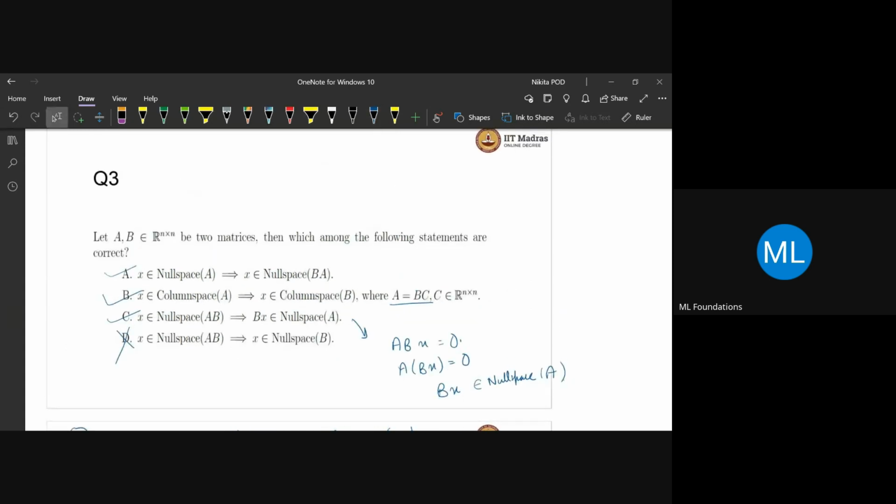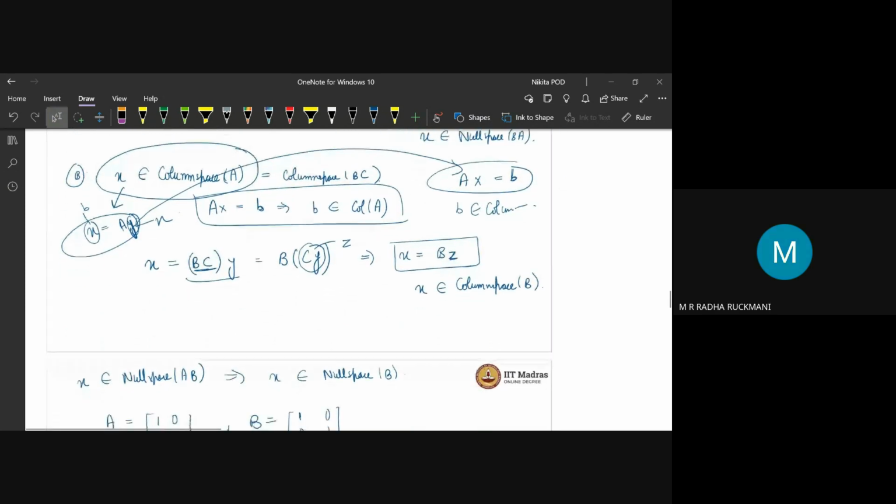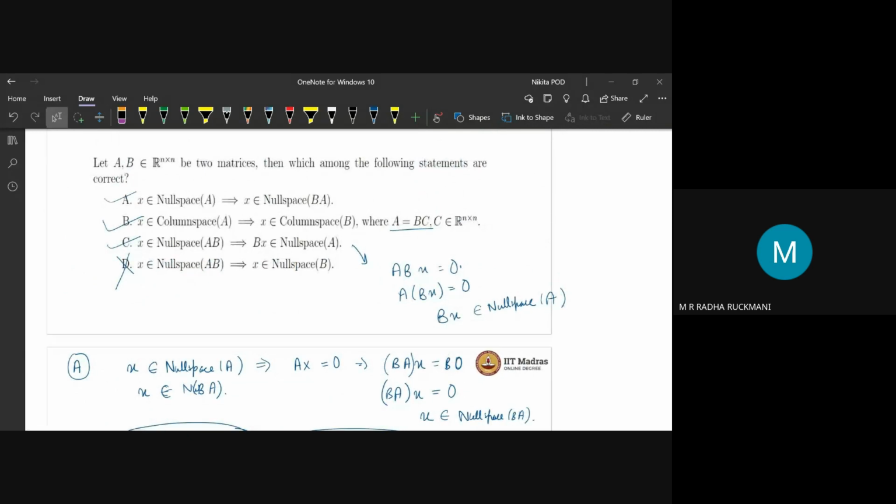Okay. Ma'am, if you have to prove this algebraically, how do you do it, ma'am? Like x belongs to null space of AB means ABx is equal to 0. Then you can't split it like you did in option C, right? Because AB cannot be equal to BA. We can actually. The orders are same. They are square matrices.